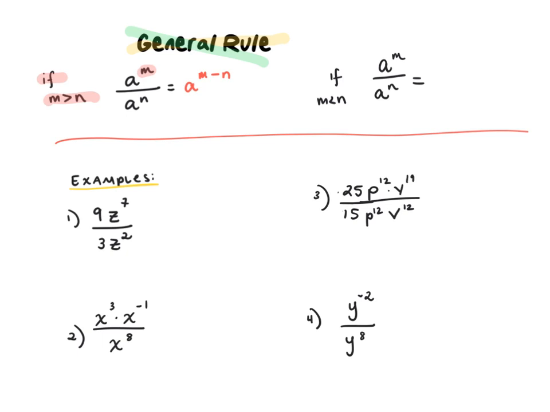Okay, so now if m is less than n, so n is the bigger number. Like if you have a to the 2nd over a to the 12th, so n is the bigger number. So I have more a's in the denominator. That means all the leftovers are going to be left in the denominator. And you're always going to do the bigger minus the smaller.